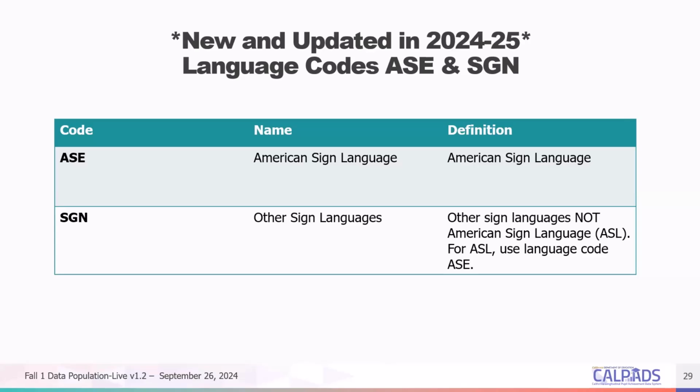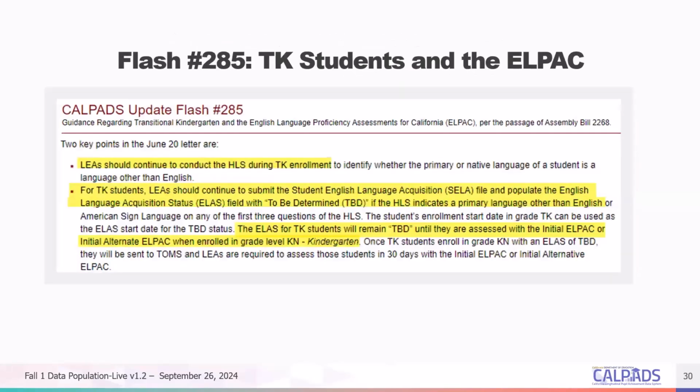So in home language surveys, if parents respond with a primary language of ASL or American Sign Language, use code ASE. And for all other sign languages returned on the home language survey, use language code SGN. And this will ensure that students who speak a sign language other than ASL will be sent to TOMS for LPAC testing.